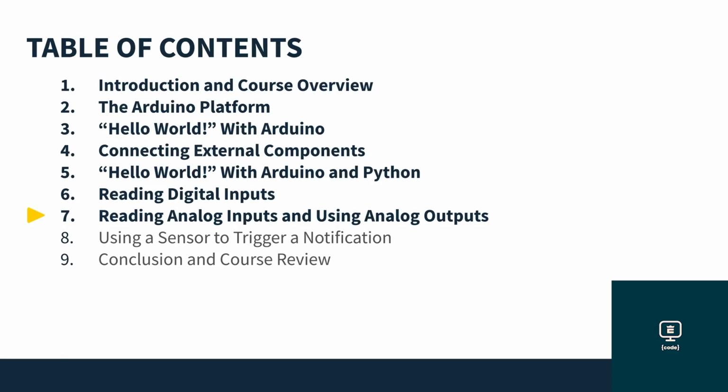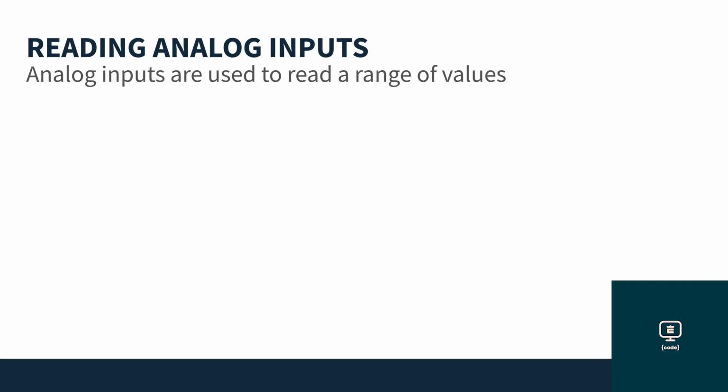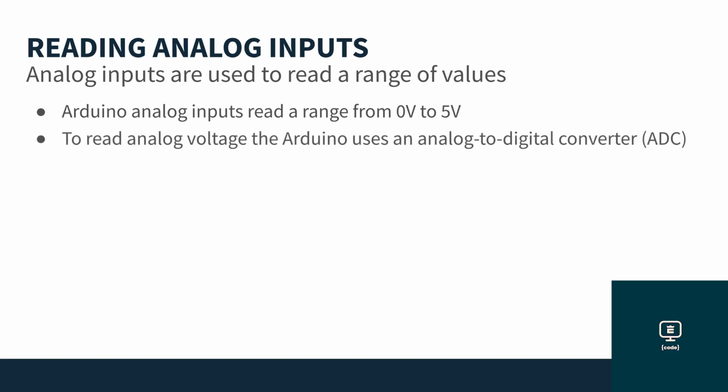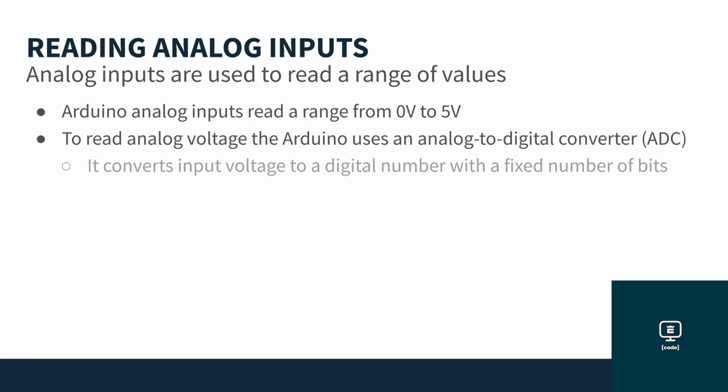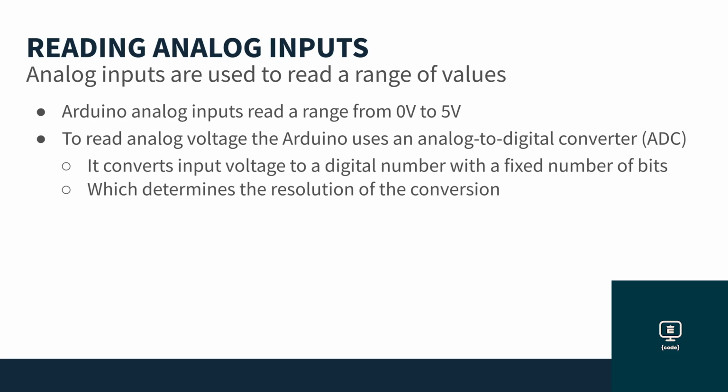In this lesson, you're going to work with analog inputs and how to simulate using analog outputs. Analog inputs are used to read a range of values. For the Arduino, the analog inputs read a range from 0 volts up to 5 volts. To read those voltages, the Arduino uses an ADC, an analog to digital converter, which converts input voltage to a digital number with a fixed number of bits. Those number of bits will determine the resolution or quality of the conversion.